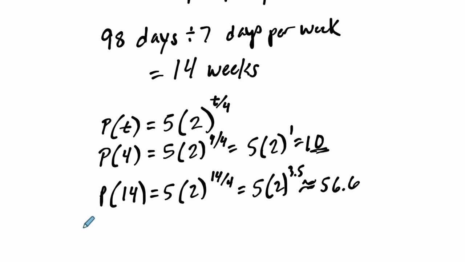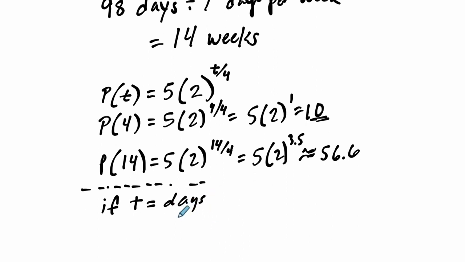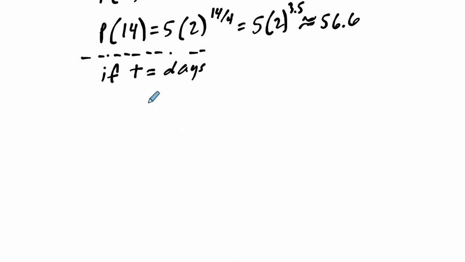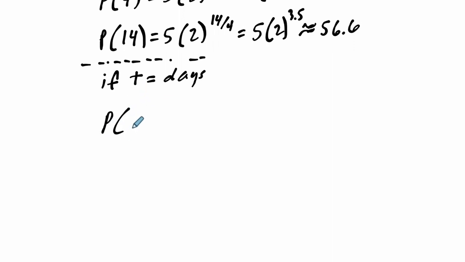But also, let's just evaluate this. What if T equals the days? And I want you to see that so you can see how these problems are changing based on the units you're given. That would give us an equation. P of T, we still started with 5 rabbits and we're still doubling, but we're doing it every T days. And this time, we're going to divide by 28. Think about where that number comes from.